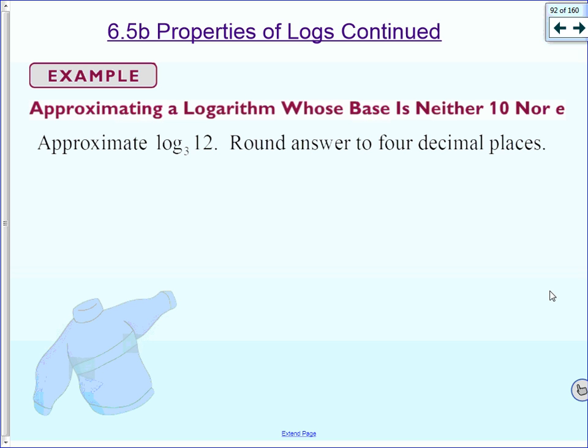We kind of did this when we went to introduce logs. It is a necessity for logs. Remember how we did this? We said 3 to what power equals 12. So we consider the exponential.